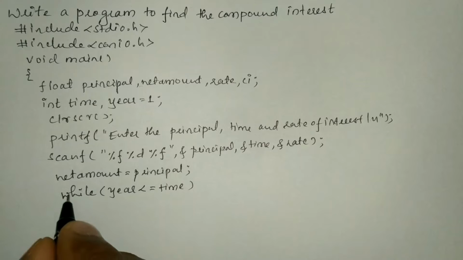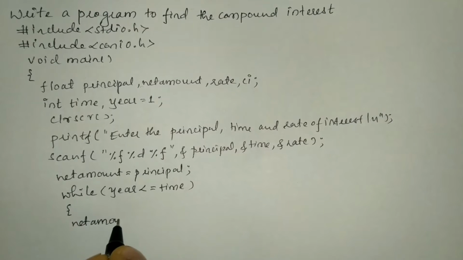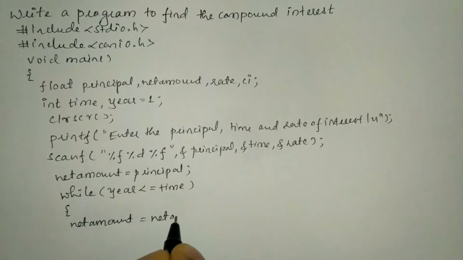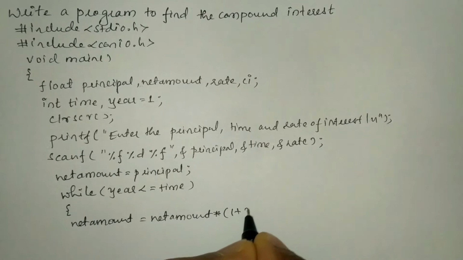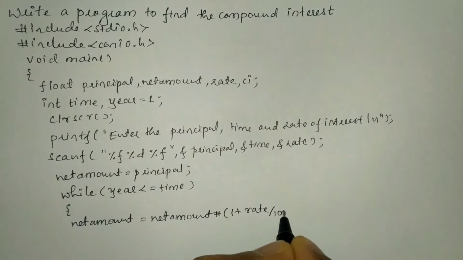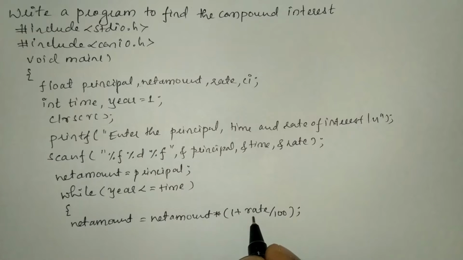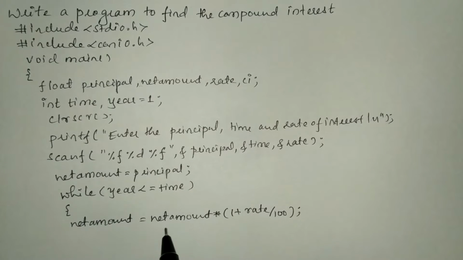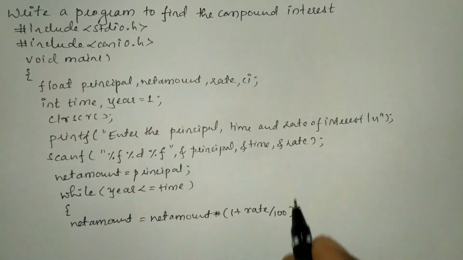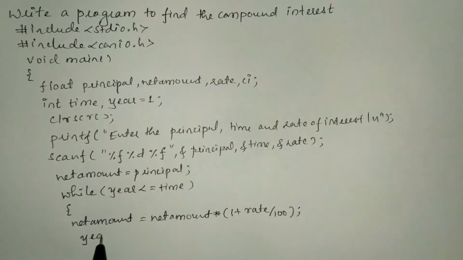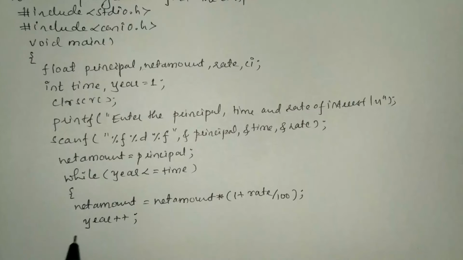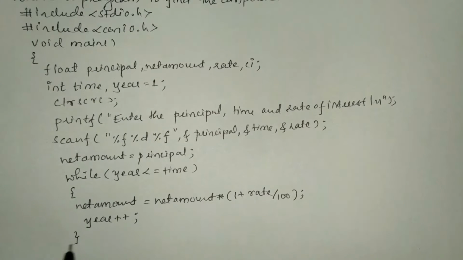Now I'm going to use net amount is equal to net amount into 1 plus rate divided by 100 and semicolon. So we know the formula to calculate the compound interest, that is principal into 1 plus r divided by 100, that is to the power t. But here we are using a loop, we are going to multiply it a number of times. So here I'm going to write year plus plus and put semicolon. Then we are going to write curly closing brace over here.